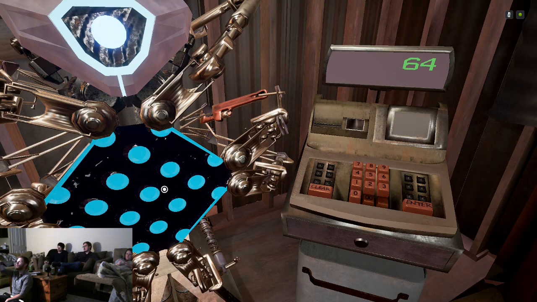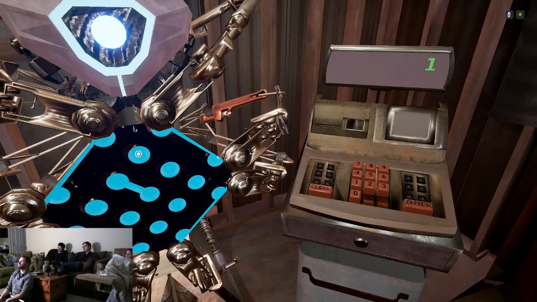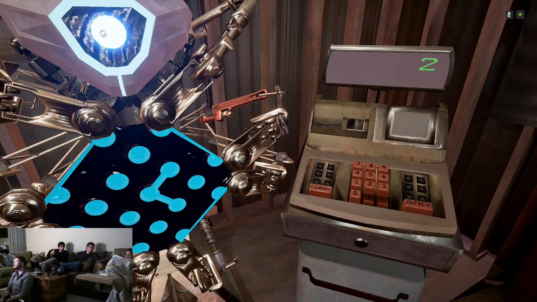A 2 is there and then down. Wait, it's like an L. No, yeah, that, but not there. Wrong place. Backwards. Why can't you just type the 2? There you go. Okay, that's the number 2.